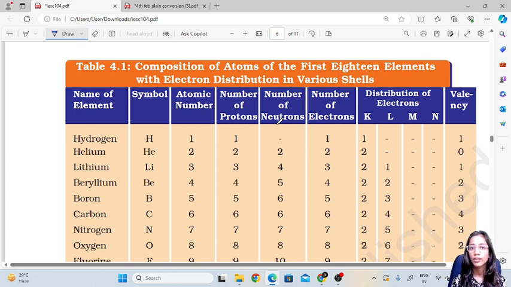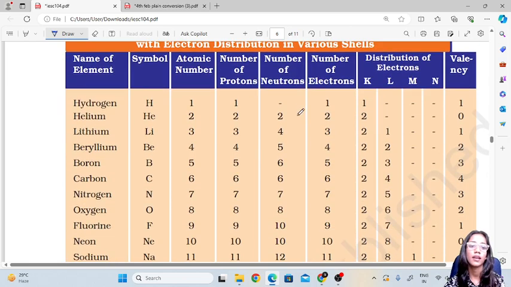Outer shell will always have 8 electrons. So an atom has to have 8 electrons, okay, that is its valency. If it is not having 8 electrons, it will either take electrons to complete the shell or it will lose electrons to have a completed outermost shell. Let us see when they lose and when they take.